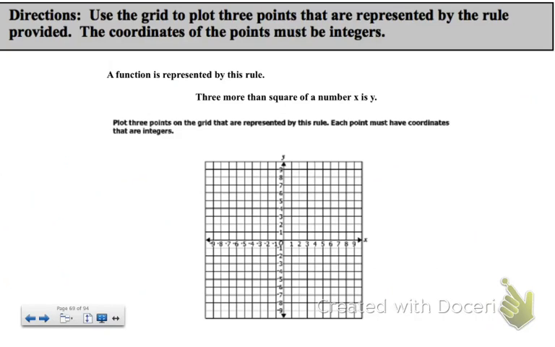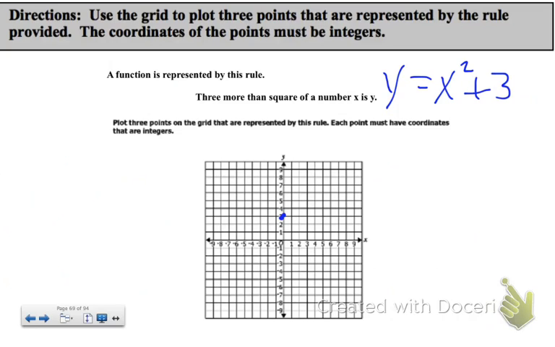Okay, this one, you are actually kind of graphing this. So you're just going to put 3 points on the grid. And there is more than one that will work, so you just have to pick 3 that are correct. First you need to translate this. 3 more than the square of a number x is y. So that's going to be y equals x squared plus 3. That plus 3 tells me that the vertex is at 3. Okay, so that's a nice easy one to click.